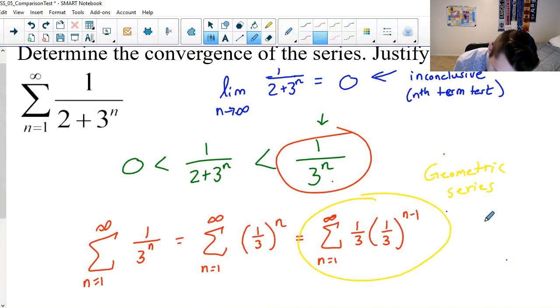Right? Geometric series are of the form a times r to the n minus 1. That's exactly what we have here. So a is 1/3. R is also 1/3 in this case, and then the n minus 1.